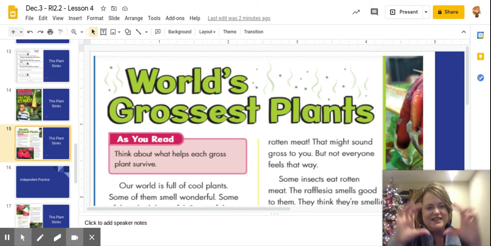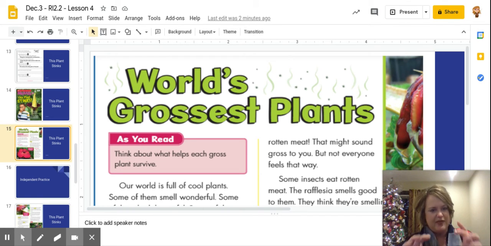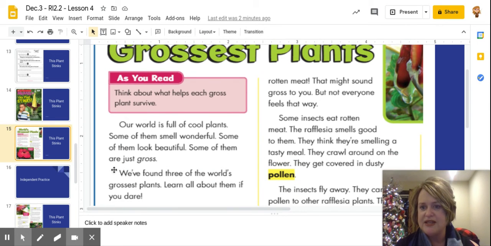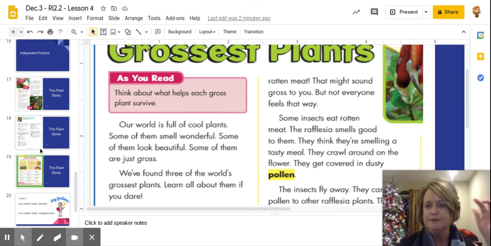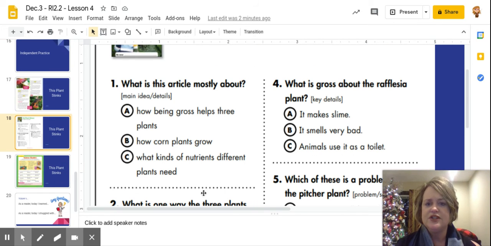And then all of these little sections that we're learning about the plants, those are the key details. But the overall part of the story is about gross plants. Would you agree? Okay. So go ahead and finish reading that. Go ahead and do your independent practice if you have time to do that before we jump back on together. Go ahead and do your answers.